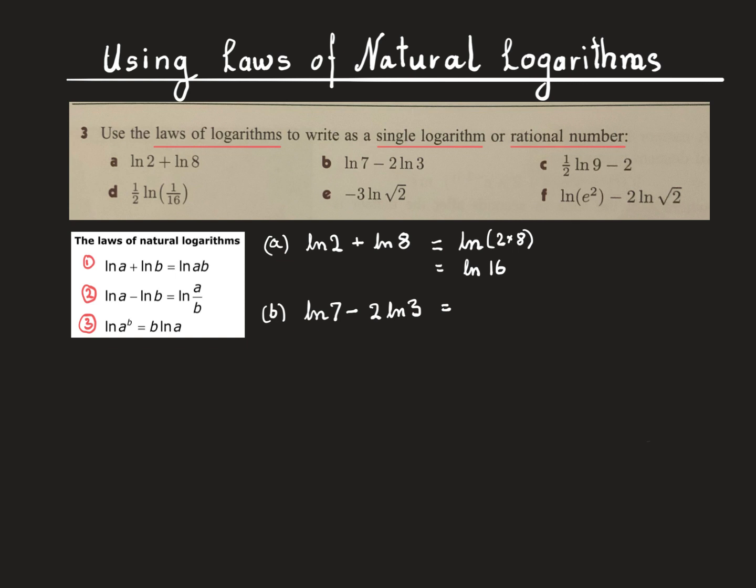In looking at the second problem, we notice that we've got a 2 in here. So we're going to have to use law 3, first of all, to sort that out. And of course, 3 squared needs to be resolved first. Now that we've sorted that out, we need to use the next law, which is going to be number 2, where we've got ln a take away ln b. And this gives us a rational number, ln 7 over 9.